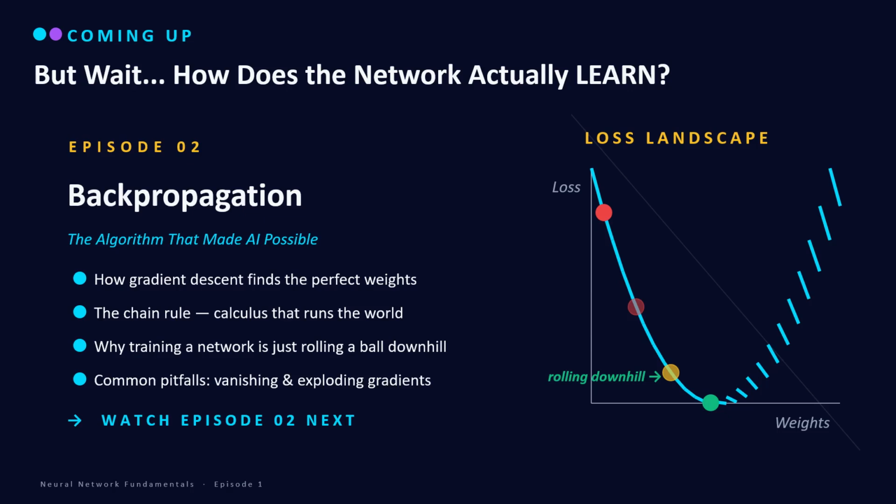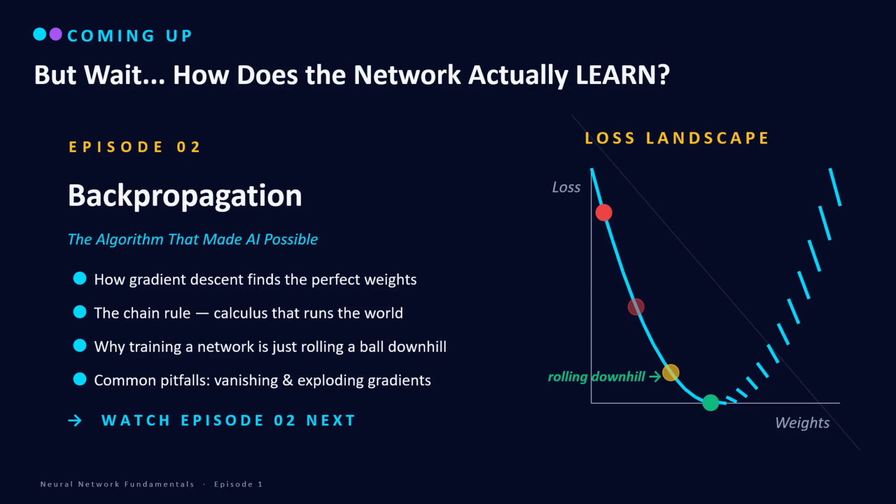Wait, I left out the most important part. How does a network actually learn? Where do those weights come from? How does it know if it is right or wrong? That is episode 2, backpropagation. The algorithm that made modern AI possible.